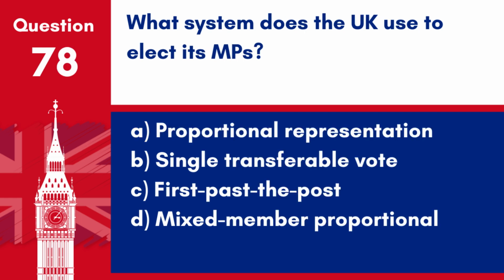Question 78. What system does the UK use to elect its MPs? A. Proportional representation. B. Single transferable vote. C. First past the post. D. Mixed member proportional. Answer: C. First past the post. The UK uses the first past the post system to elect members of Parliament, MPs, to the House of Commons.